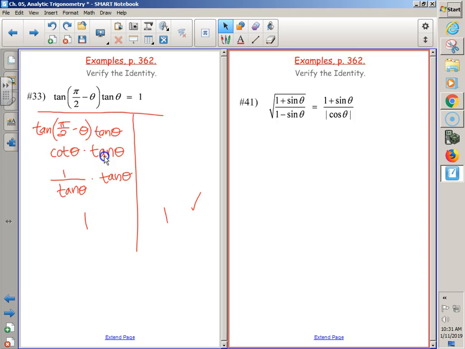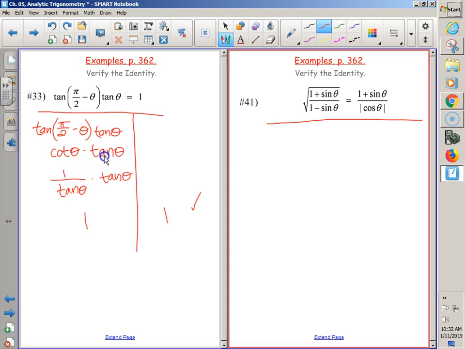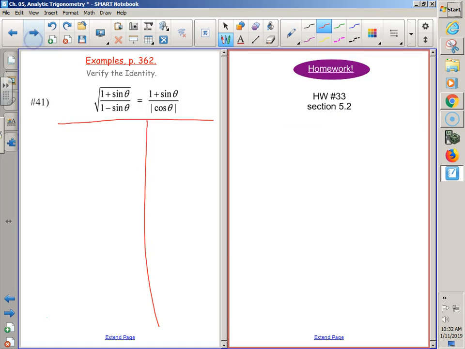pretty easy one if you use your identities. This guy, not quite so easy, not quite so straightforward. I'm going to actually move him to the middle of the screen to make lots of room. I think you'll see it, and I think you'll understand it. But as we go into this very last example, see?